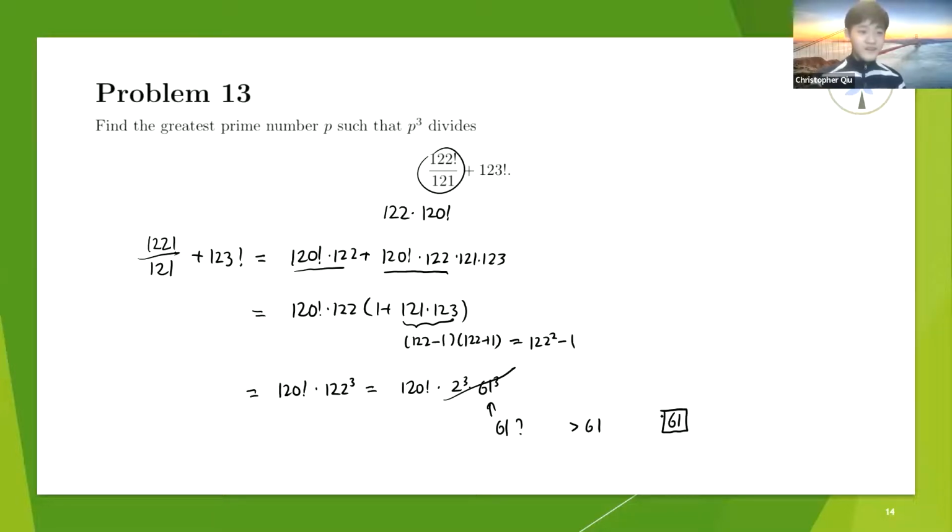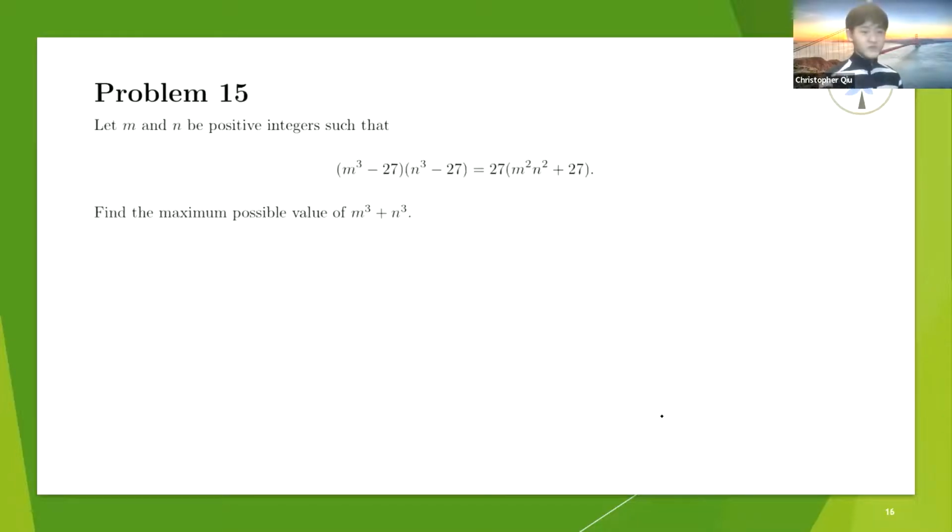All right. Any questions? Okay. If there are no questions, we can move on to problem 15. All right, let's move on to problem 15.